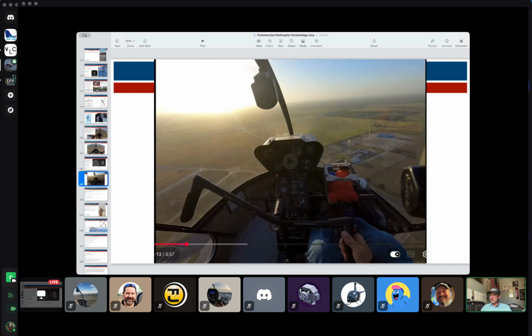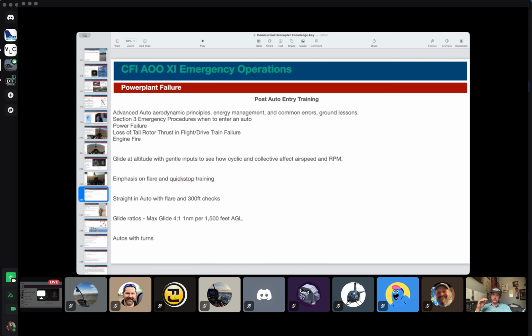But we'll work on this auto entry, and going forward, this is going to be that post-auto entry training after we've got this skill pretty well dialed. We're going to work on advanced aerodynamic principles, energy management, and understanding the common errors experienced during autorotations. These are all going to be done through ground lessons. We're going to go over the emergency procedures in section 3 of the POH.